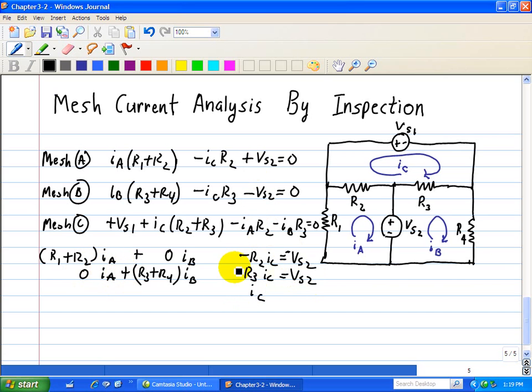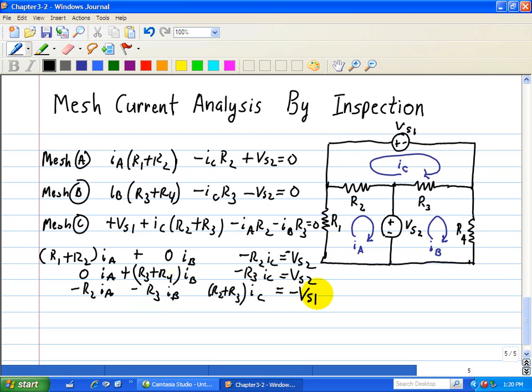And then finally for IC, we have R2 plus R3. We have on the off diagonal terms minus R2. Let me clean this up. R2 IA and a minus R3 IB. And that's equal to a minus VS1. So that's our equation in standard form.